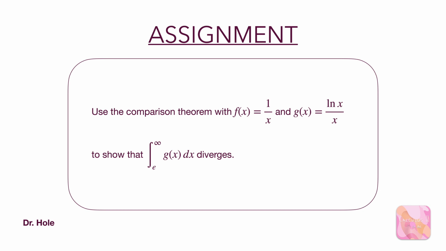And lastly, consider the function f of x as 1 over x, the function g of x to be ln of x over x. Use x's to be greater than or equal to e, and then show that the improper integral of g from e out to infinity diverges. So here you'll want to first integrate f over this same domain, e out to infinity, show that that improper integral diverges, and then appeal to the comparison theorem to say that the integral of g over the same interval also diverges.